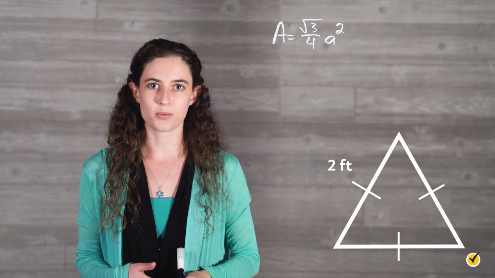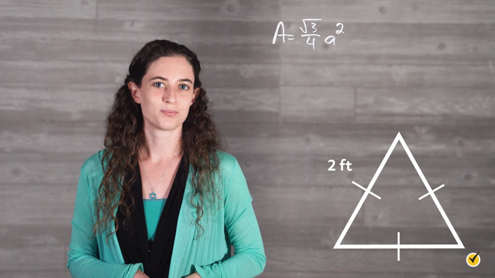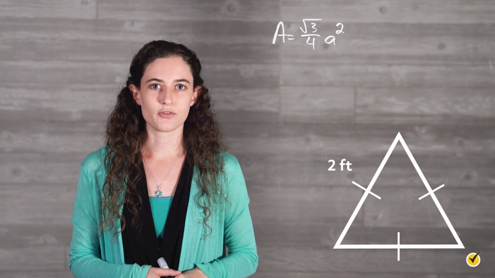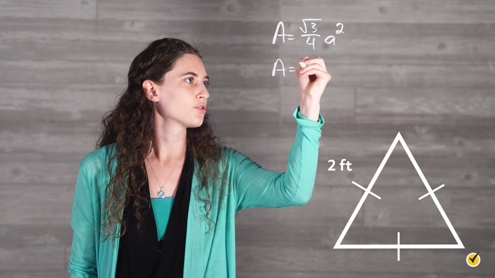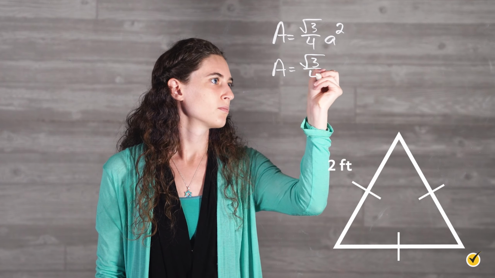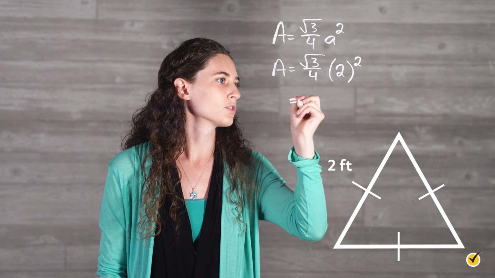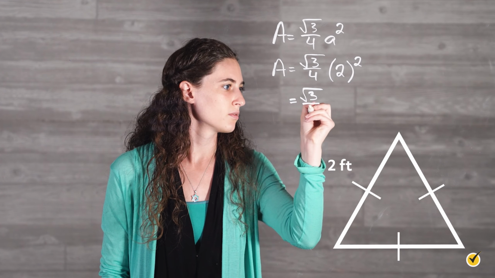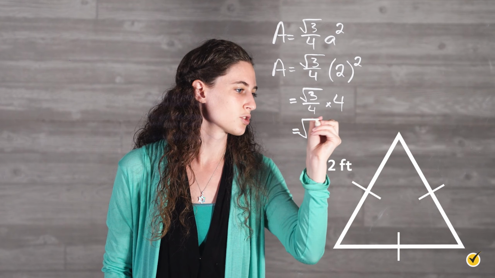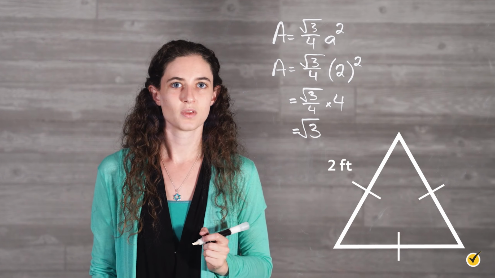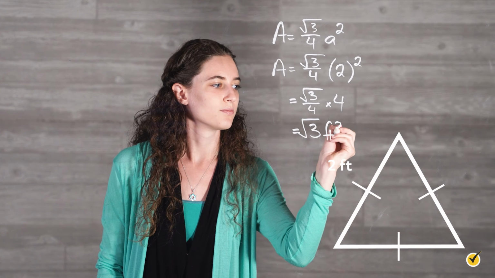First, we're going to write out our formula. A equals root 3 over 4 times A squared. Now we're going to plug in our value for A. A equals root 3 over 4 times 2 squared, which is equal to root 3 over 4 times 4, which is equal to the square root of 3. So the area of our triangle is the square root of 3 feet squared.